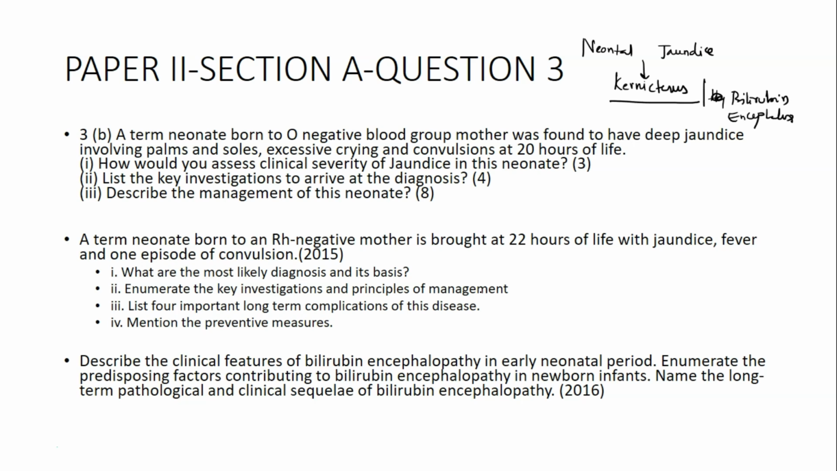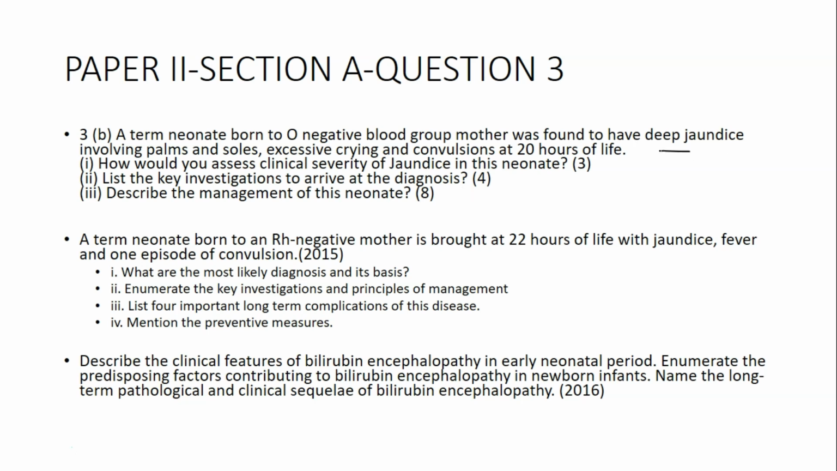That's the reason even in the last years, in 2019 and 2020, they asked about what are the indications of exchange transfusion, how it is done, right? In 2019 also they asked a question. But per se kernicterus, now how do you assess clinical severity of jaundice in this? By Kramer's dermal zones, and also you have to look for other manifestations. What investigations do you do? Transcutaneous bilirubinometry or serum bilirubin assessment, and also hepatic, because central nervous system involvement, convulsions are there. You also need to focus on diagnosis of the convulsions. And how do you manage kernicterus and all?